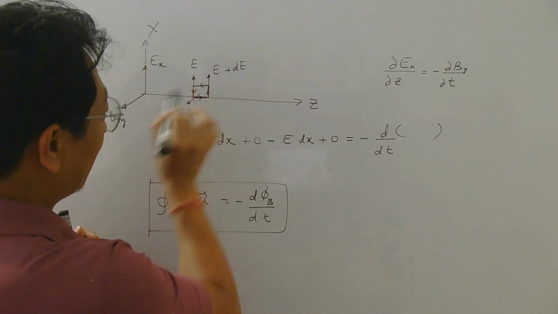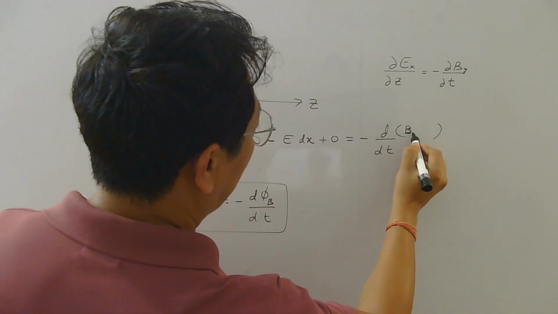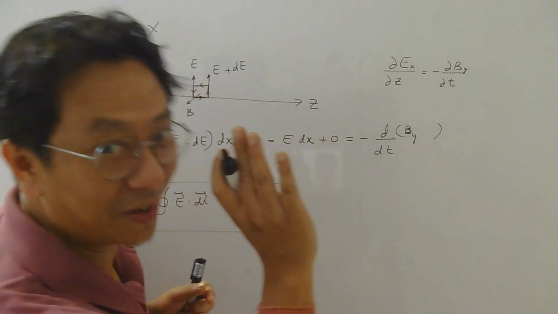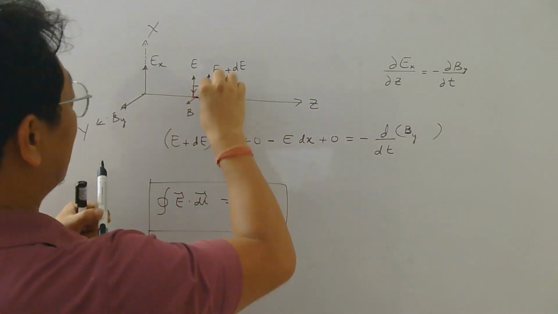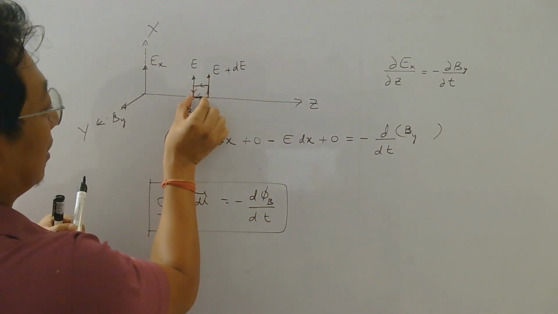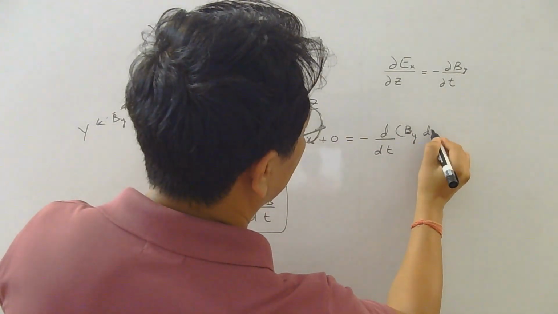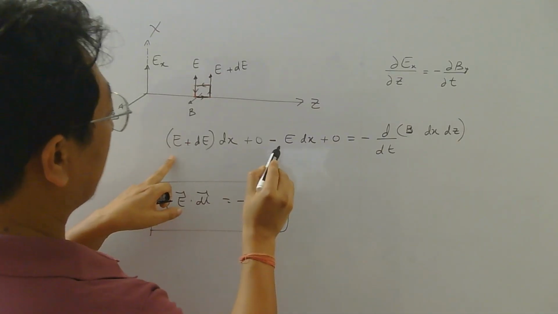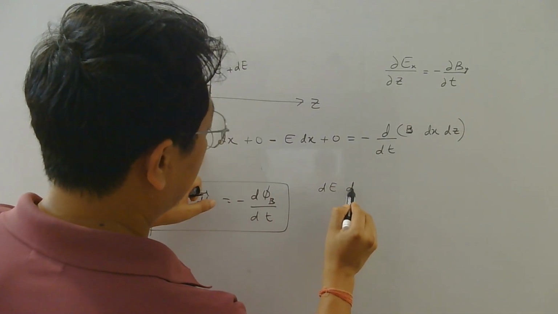Now since this area is very small, I can write magnetic flux as the magnetic field By, everywhere I am assuming same at that moment, remember, into area. And what is this area? This side is dx and this side is dz, right? So area is dx times dz. So now E dx will cancel with minus E dx. I am left with dE times dx.